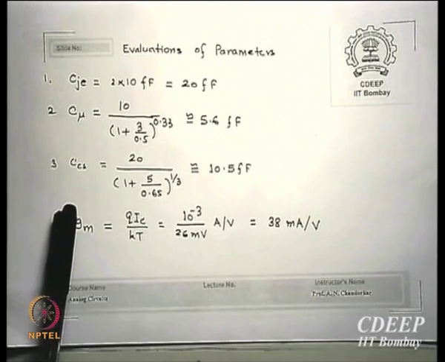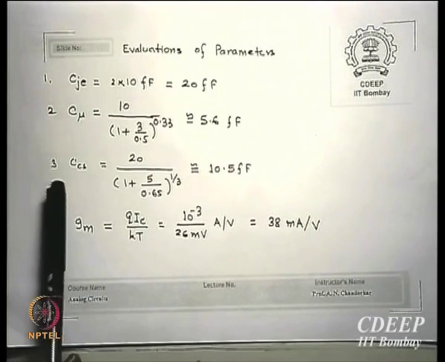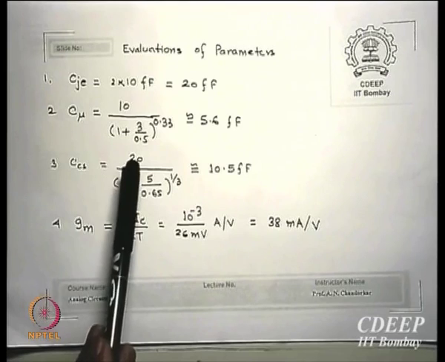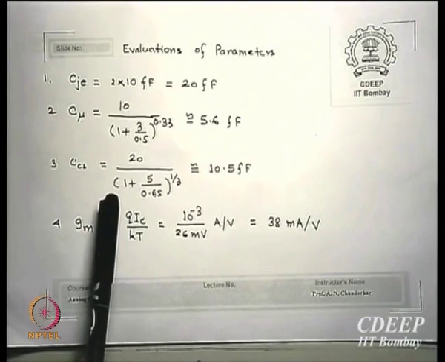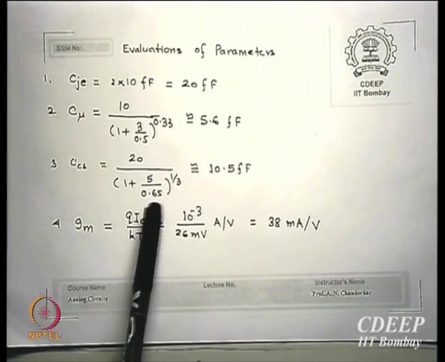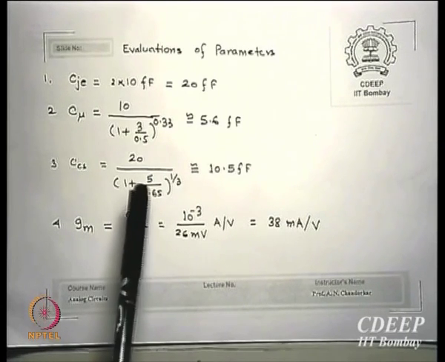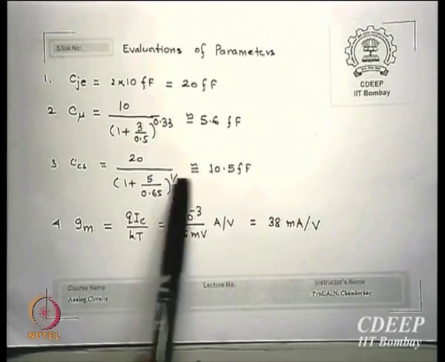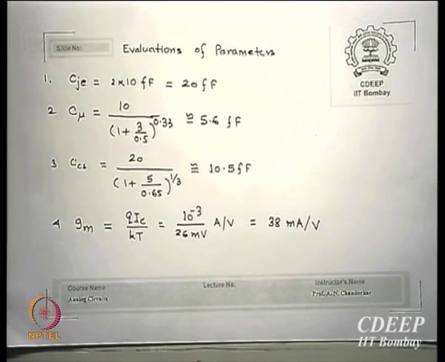Similarly, you can calculate the collector capacitance with the substrate, which is essentially 20 femtofarad divided by (1 plus 5 volt, the voltage given to you, upon 0.65, which is the built-in voltage for the collector substrate junction) to the power 1/3. This gives you a value of 10.5 femtofarads.